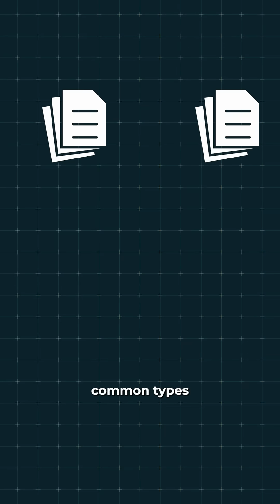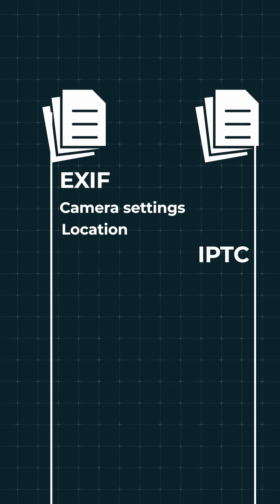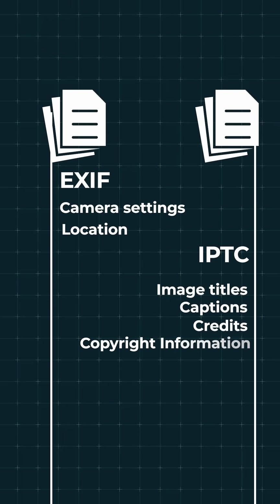There are two common types of metadata: EXIF, which stores technical details like camera settings and location, and IPTC, often added by professionals to include image titles, captions, credits, and copyright info.